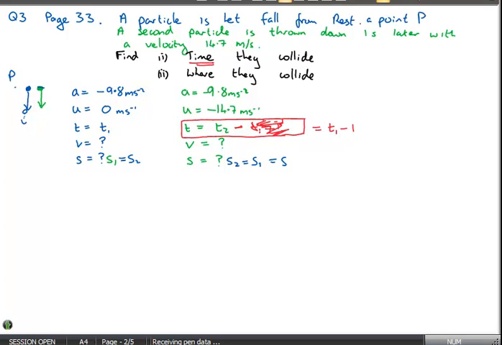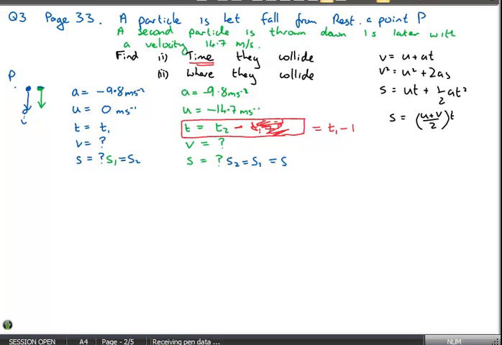I'll just write out our 4 equations. We've got V is equal to U plus AT. V squared is equal to U squared plus 2AS. S is equal to UT plus 1/2 AT squared. And the other one was S is equal to (U plus V) over 2 times time.